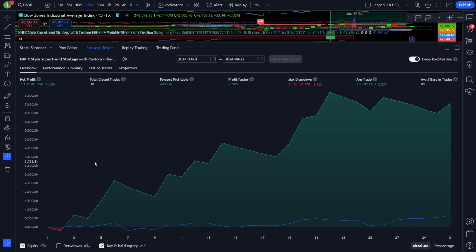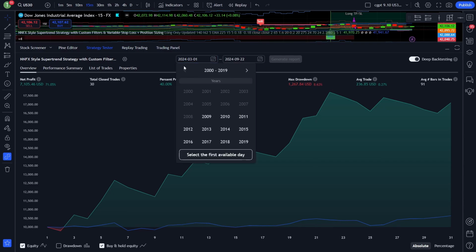After generating the result, you can see that this script also performs great after the optimization date. During this period, it took 30 trades, generated 71% net profit, had a 2.5 profit factor, which is much better than the in-sample data, and only 8% maximum drawdown.